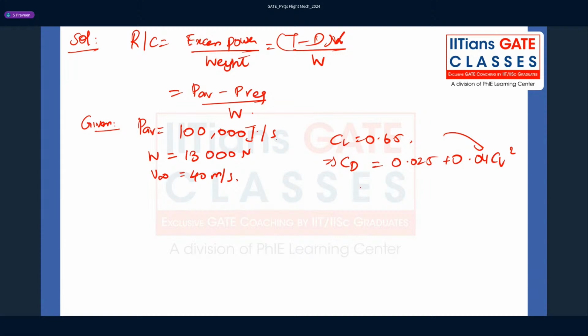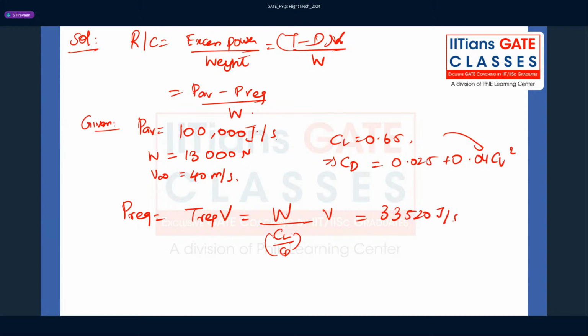So how can I determine the power required? That is the only unknown. Power required is basically your thrust required times the velocity. What is thrust required from the formula? It is basically W by CL by CD times the velocity. Right. So we simplify this and substitute all the values. You know CL and you get CD from this expression. You know the weight, you know the velocity.